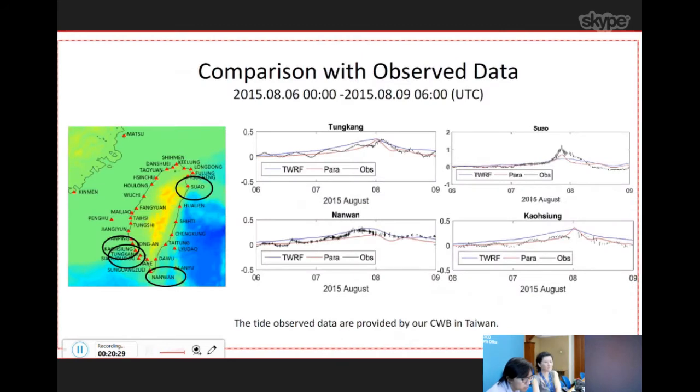Yeah, so we have results. We combine with the observation data. The results are good in some locations like Suao, Nanwan, Donggang and Kaohsiung. The results are good after we compare with the observation data. Also in the storm surge calculation in coastal regions, we can see in Pingtung some storm surge flooding or inundation if we compare with the pure tide. So it means that when we are facing a storm surge, we will be in danger.